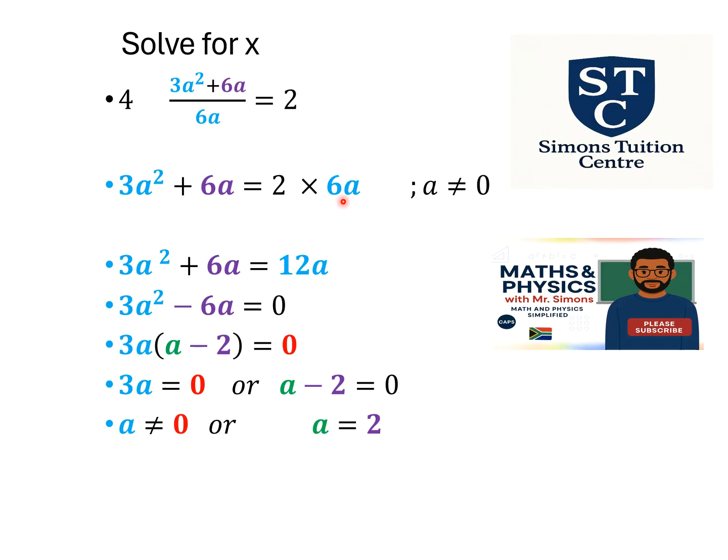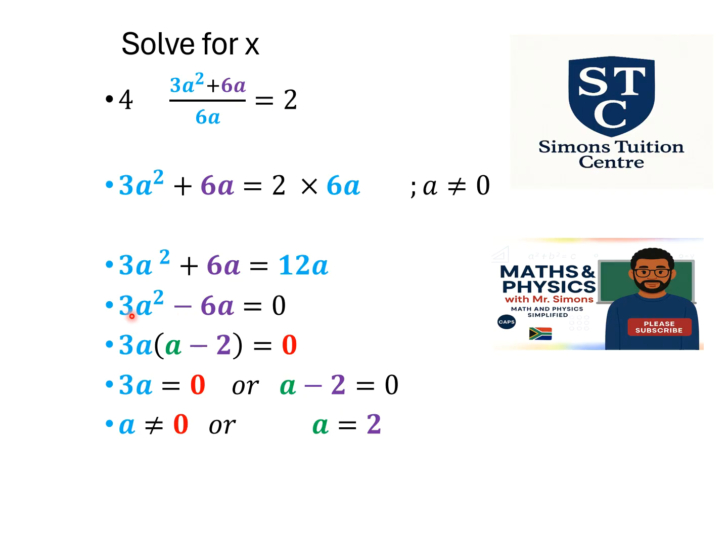2 times 6a. Take note, a is not allowed to be equal to 0, because if I divide by a equal to 0, anything divided by 0 is undefined. So I have 3a squared plus 6a, and there 2 times 6a gives me 12a. Right, so 3a squared plus 6a, if I bring 12a over, 6a minus 12a gives me minus 6a, equals 0.